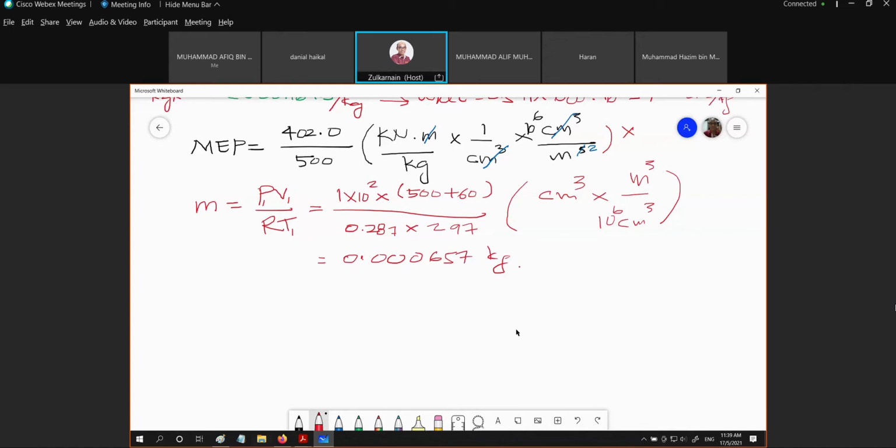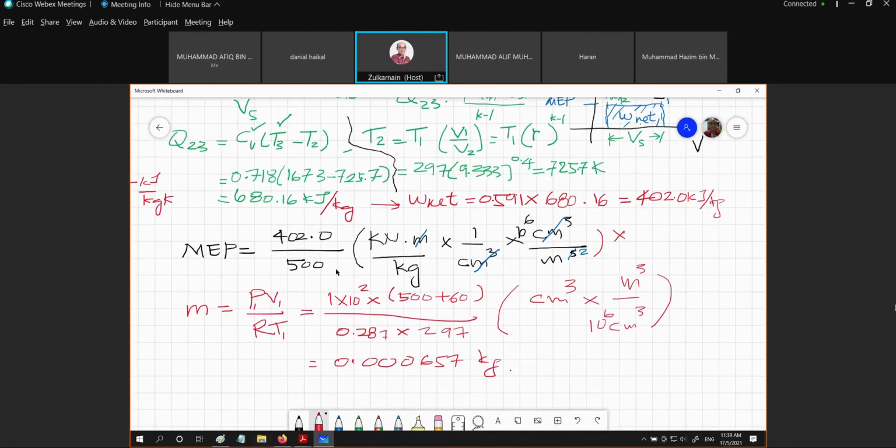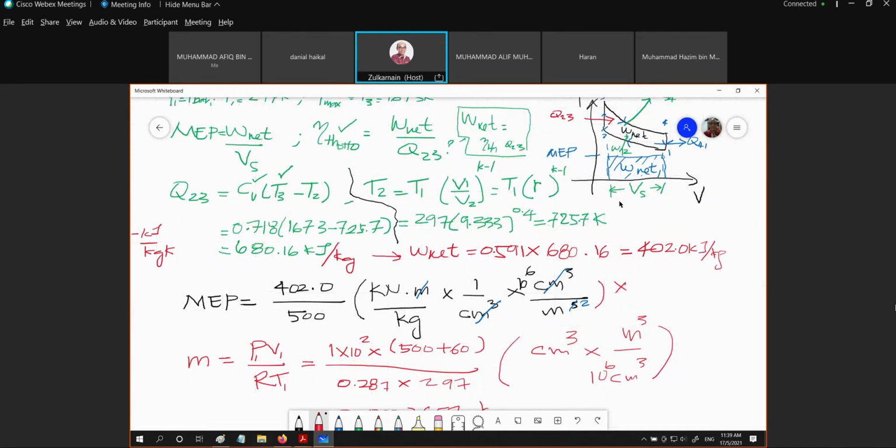Okay, guys, sorry. You know what MEP is, right? The MEP is basically pressure times volume. So when pressure is multiplied by volume, you get kilojoule. It's not kilojoule per kilogram. This is in kilojoule, per cycle. So we don't have any kilogram here. All right, so let us look first.